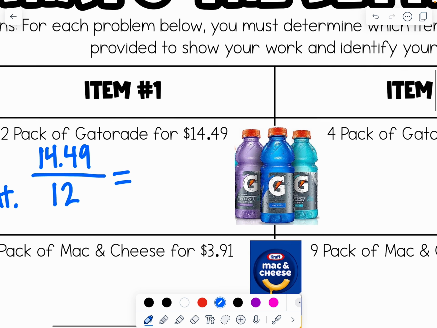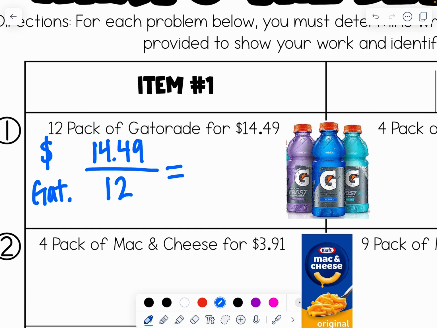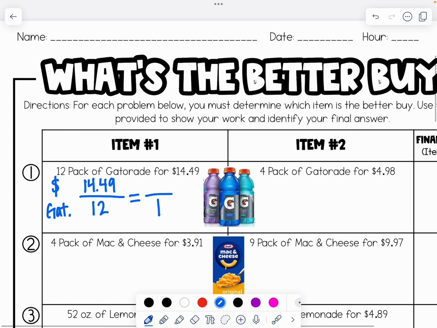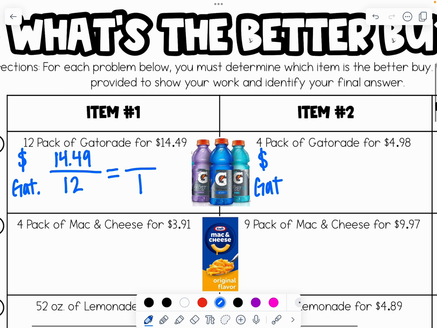Well, it's hard to compare the 4 and the 12 if we don't have a common number, so let's figure out how much one Gatorade would cost in the pack. And we're going to do that for both of these. So on this one, we're going to do the same thing, dollars and Gatorade, but for this one, it costs $4.98 for a 4-pack of Gatorade. And we need a common number, so we're figuring out how much it costs for one. So now, this is exactly how I want you to show your work. It should look like this on every single question.